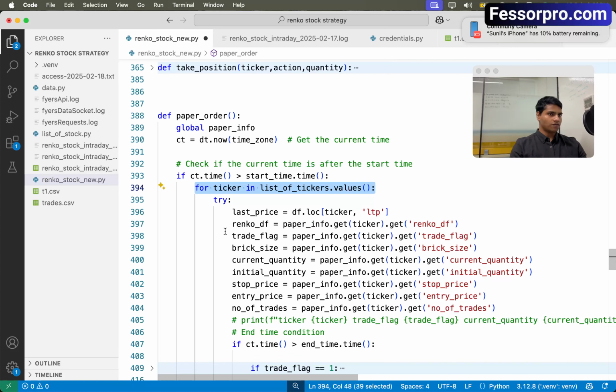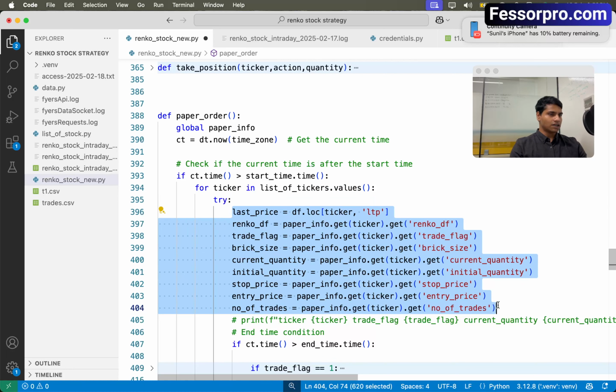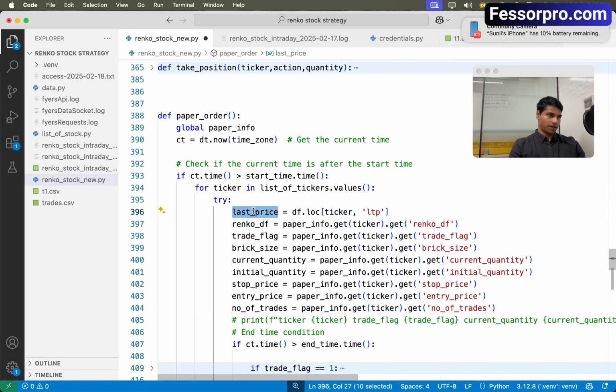After looping through all of them, I'm going to get all the required data. Now, what all data is required? First data is the current price, or you can say the last price. And from where can I get the last price? From the DF variable. Remember, the socket data that we are getting is being saved in the DF variable. So from that data, I'm getting the LTP price. Then the Renko DF, the candle data that is being converted to a Renko data frame. Okay. Then we have a trade flag.